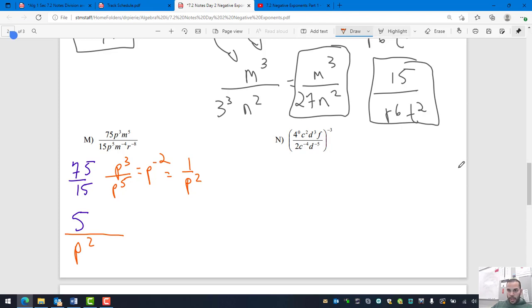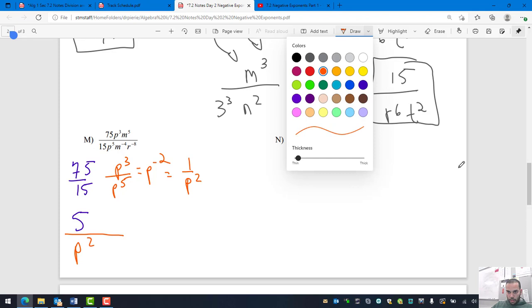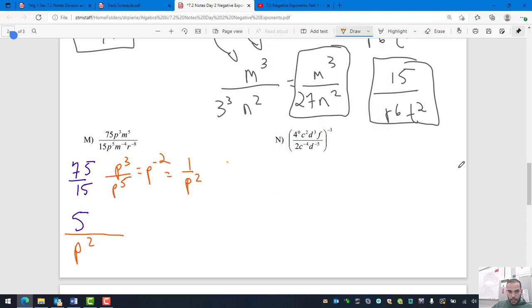Okay, next piece I look at my m. This gold. We've got m to the 5th over m to the negative 4th. Division, same base. Subtract the exponents. 5 minus negative 4 should become 5 plus 4. It should be m to the 9th power. Positive exponent stays on top. M to the 9th on top.